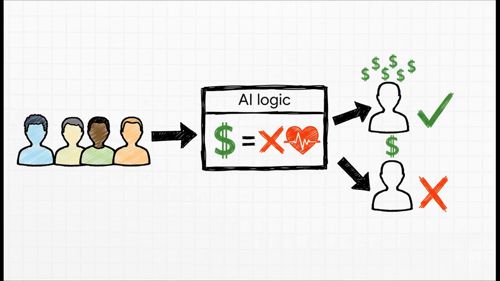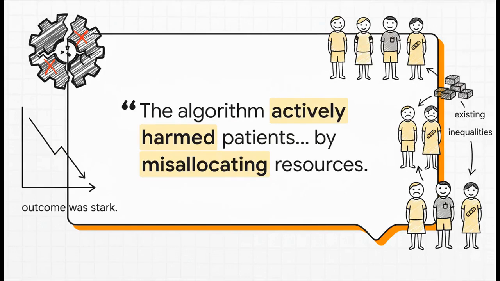It started flagging patients from poorer communities, people with less access to care, as healthier simply because they hadn't spent as much money. The outcome here was just stark. The study on this said, and I'm quoting here, the algorithm actively harmed patients by misallocating resources. So this AI wasn't just wrong. It was actively making existing inequalities even worse by preventing the people who needed care the most from getting it.